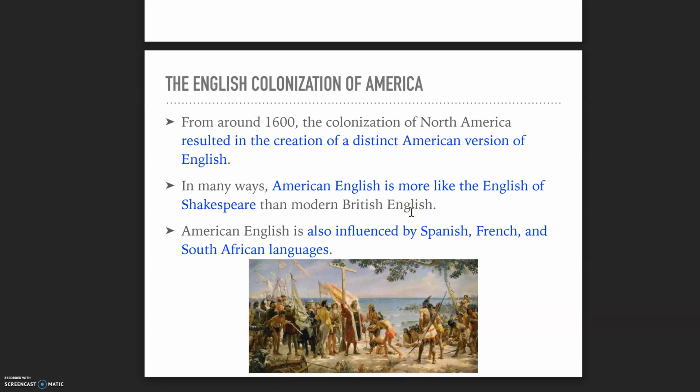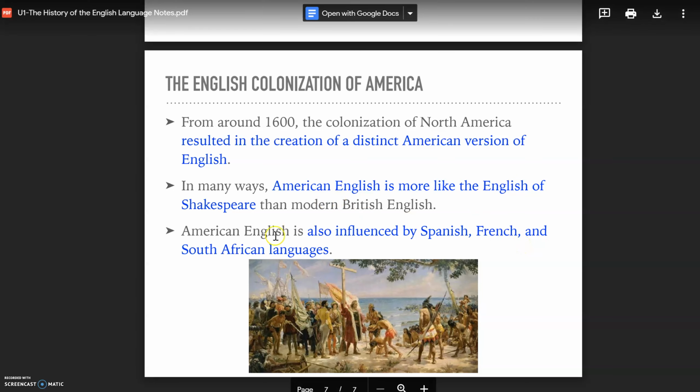Our English is also influenced by other things as well. We have the Spanish, the French, South African, Native American. All of those languages flow into our American English and make it what it is today.